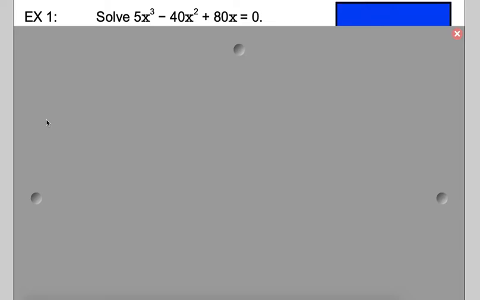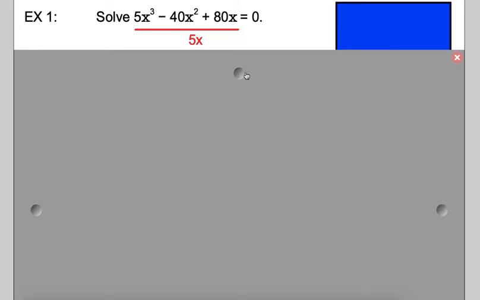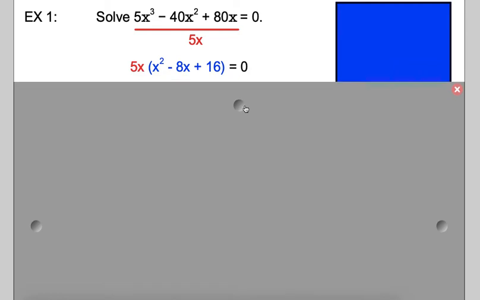So example 1 says solve 5x cubed minus 40x squared plus 80x. Up until now all we could do is factor, so that's what we're going to do to start with. So we're going to factor out the greatest common factor, which is 5x. Once we factor out the 5x, we're left with x squared minus 8x plus 16 equals 0.